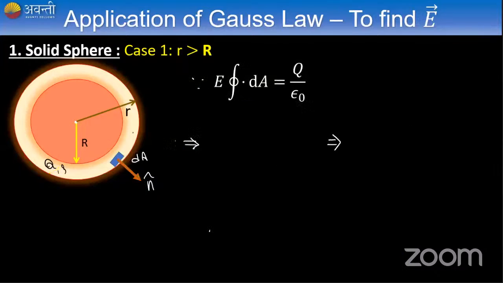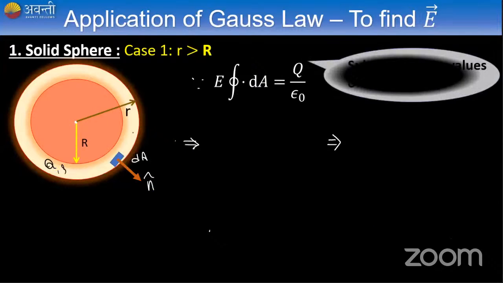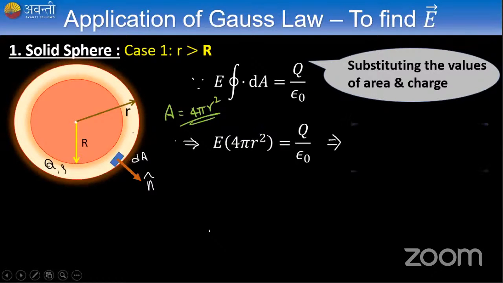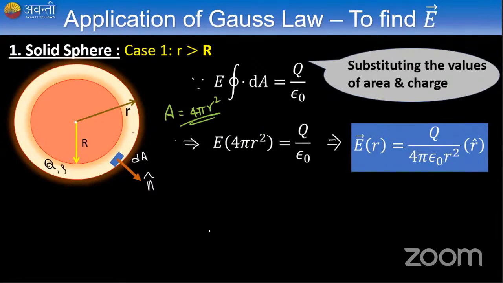So my expression becomes E into integral dA is equal to Q by epsilon naught. On substituting the value of A, what is my value of A? Area of sphere is 4 pi r square, right? So I'll substitute that, and I'll get E is equal to Q by 4 pi epsilon naught r square in the direction of r cap. So guys, which formula is this?